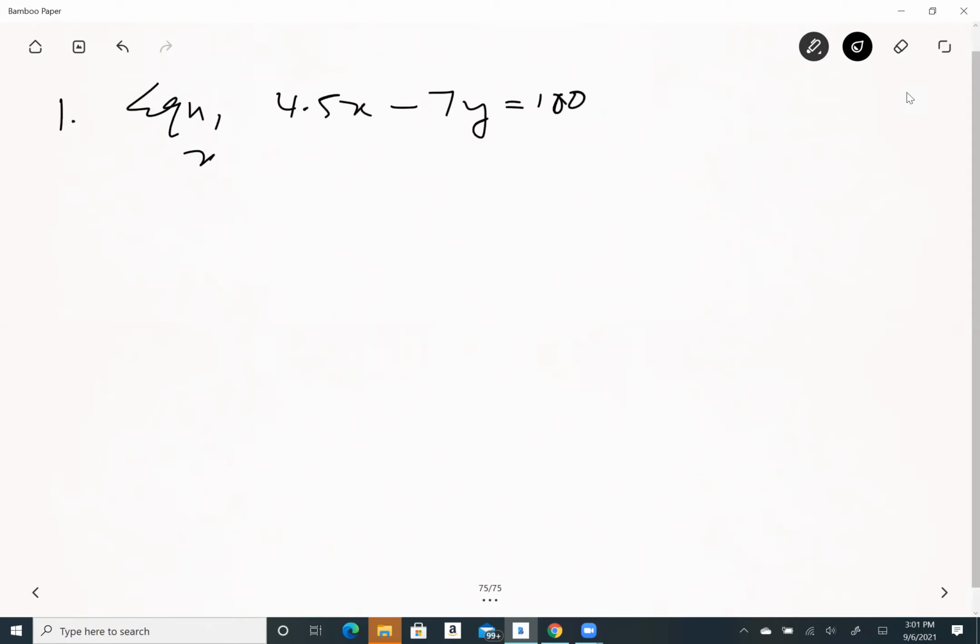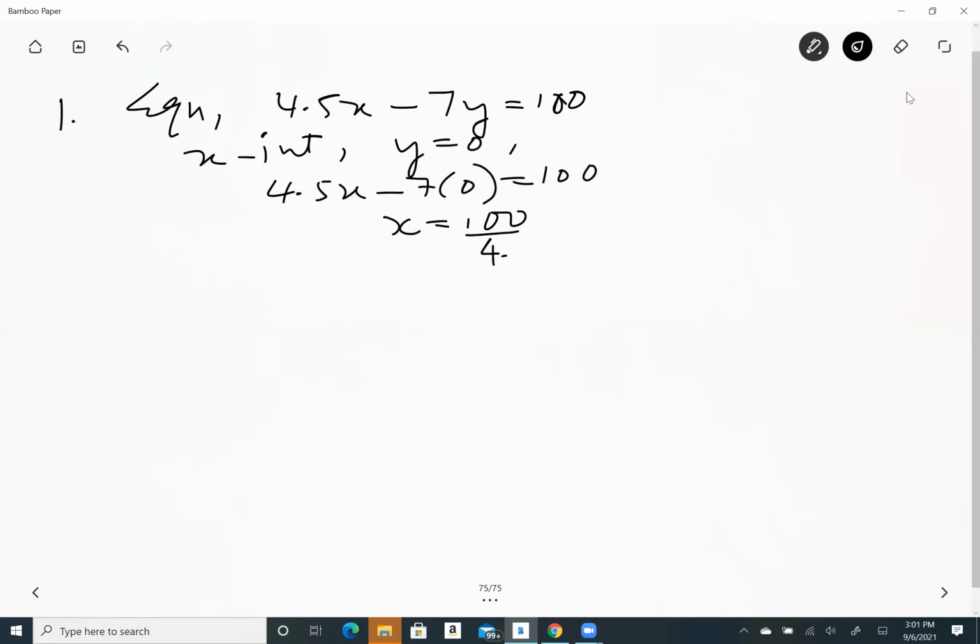Now what we want is to find the intercepts. So x-intercept means y equal to 0. Therefore, you get 4.5x minus 7 times 0 equal to 100. So x equal to 100 divided by 4.5, that is equal to 22.22. So the x-intercept is 22.22, 0. So that is 1 point.